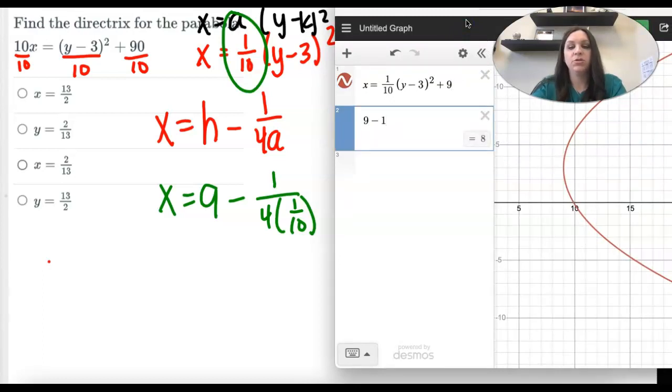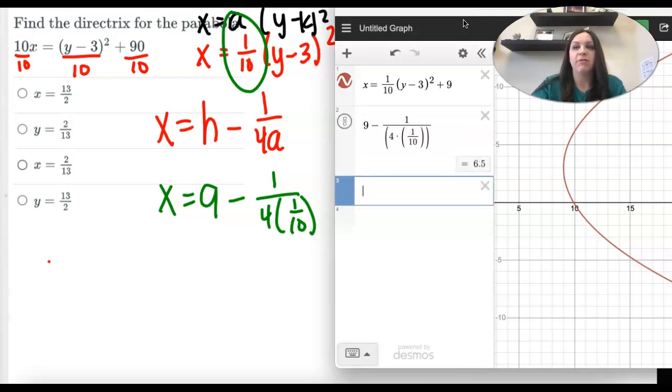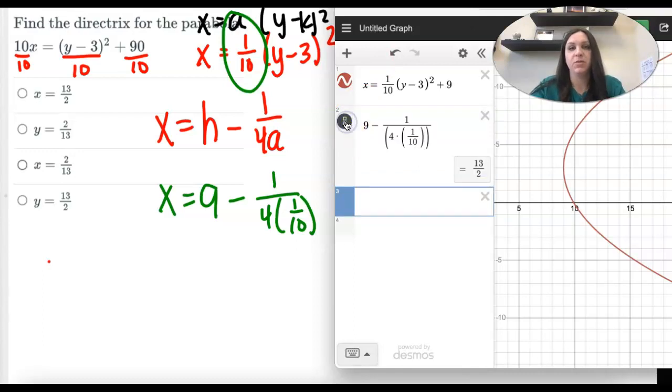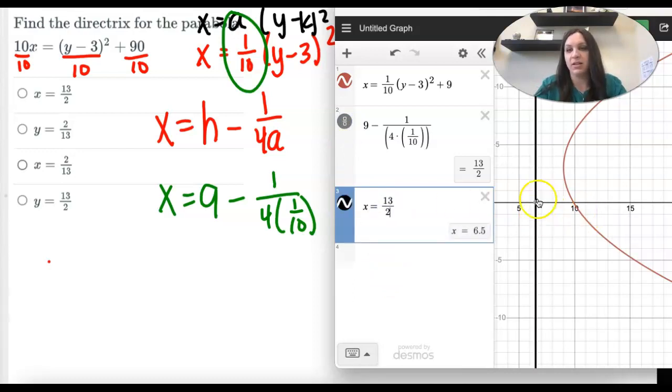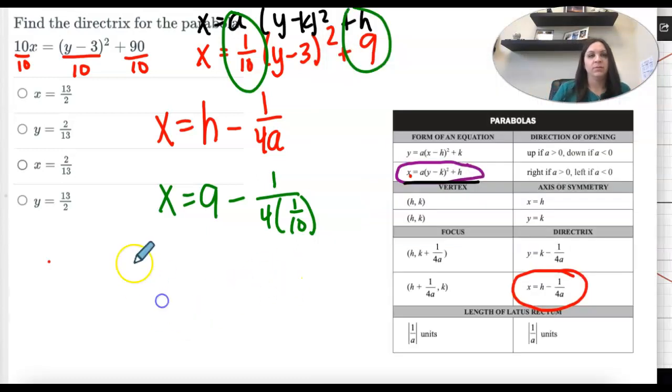And you can use your Desmos graphing calculator just like your scientific. So see how I'm staying in graphing? It works just like that. So x equals 13/2. Let's graph it and see it's that line that lines up on the edge of the parabola. So that would be it.